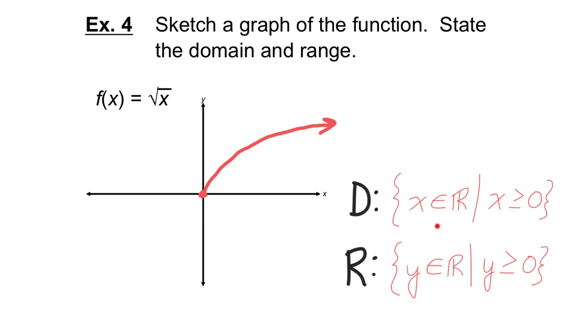And don't forget this part. You still have to state that x can be any real number, y can be any real number with these restrictions. So make sure you have both parts with a vertical line separating them. And then you've got the curly brackets around your set of numbers. And if you have all those parts, then you've got great communication for stating your domain and range.